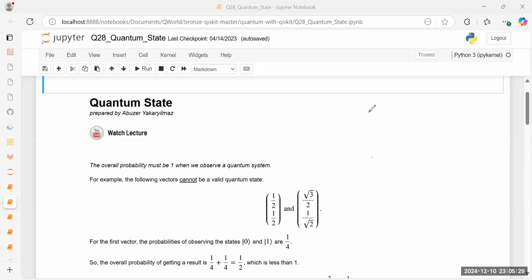Okay, so I have a question. So the state you see here, is this state a valid quantum state? Is this a valid quantum state?